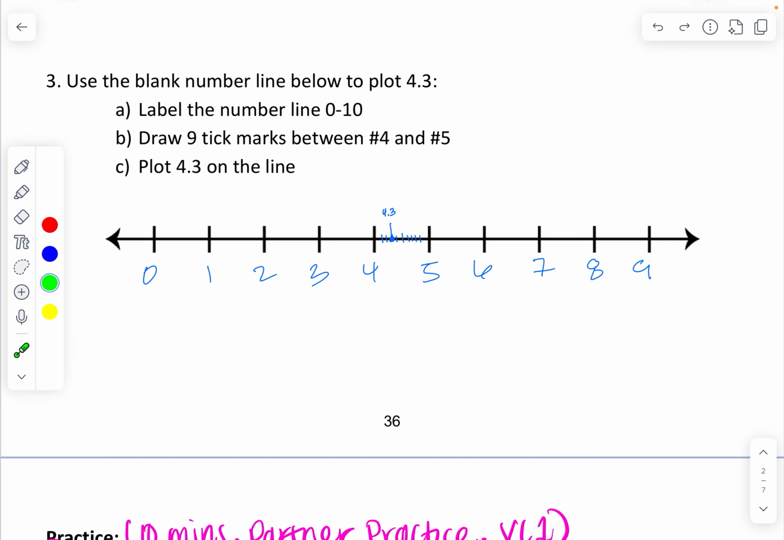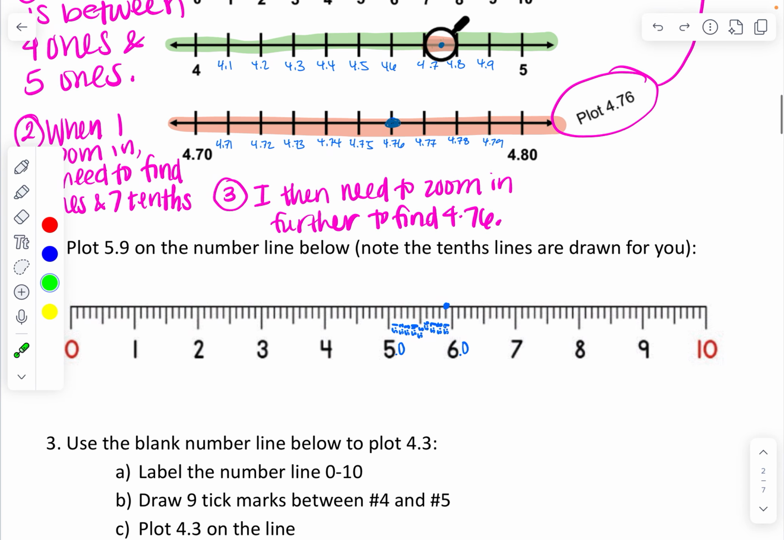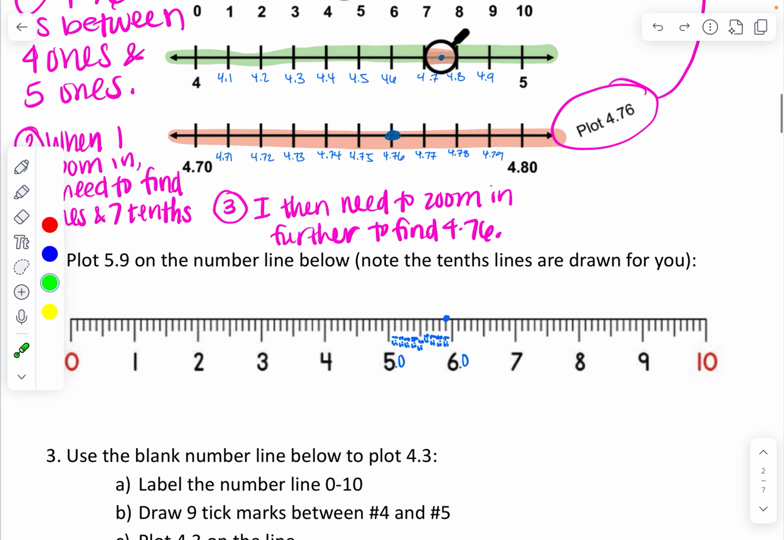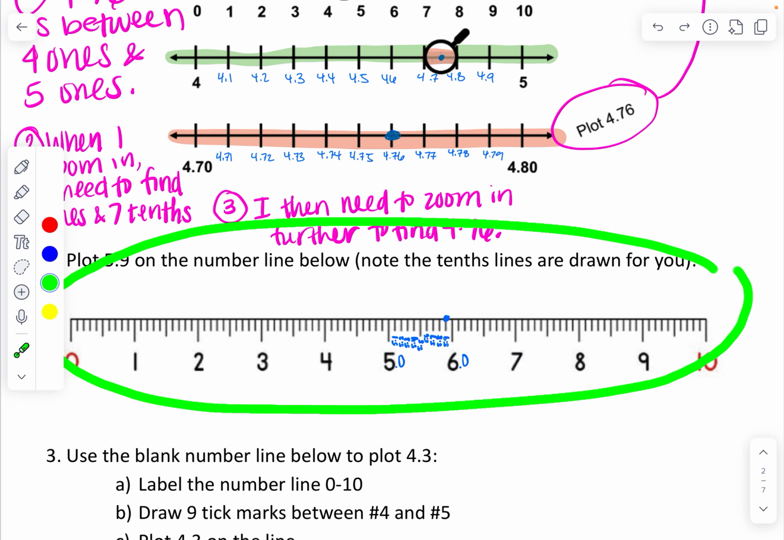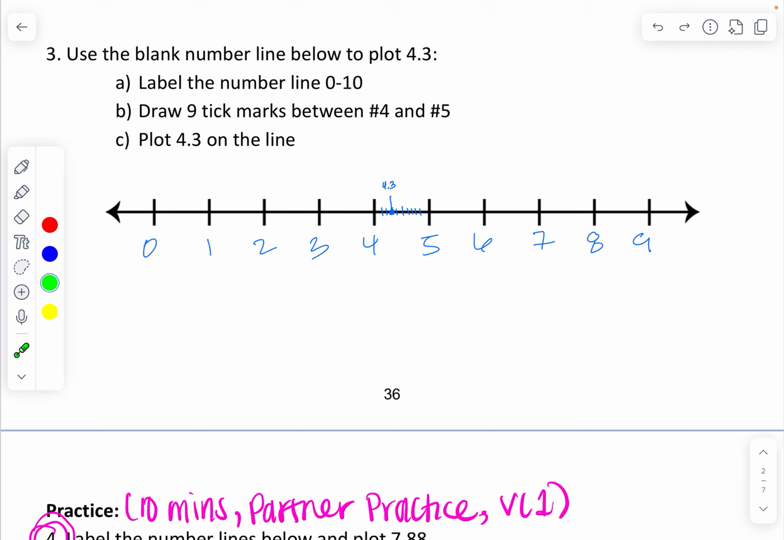Well, okay, I want to point out that this question is very different. The number looks similar, but the task is different, okay? Because in question 2, the number line and the tick marks have been drawn for you. In question 3, the number line and the tick marks have not been drawn for you. And during students' exit tickets, they are going to be required to draw their own number line, label it, and plot. So this is a very important question that I also want you to model.